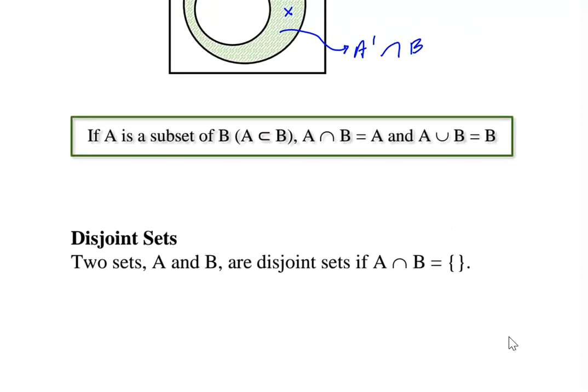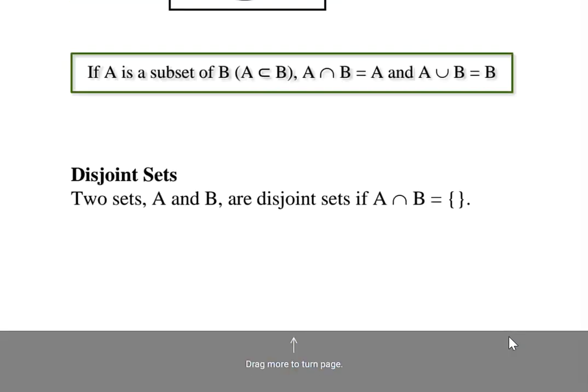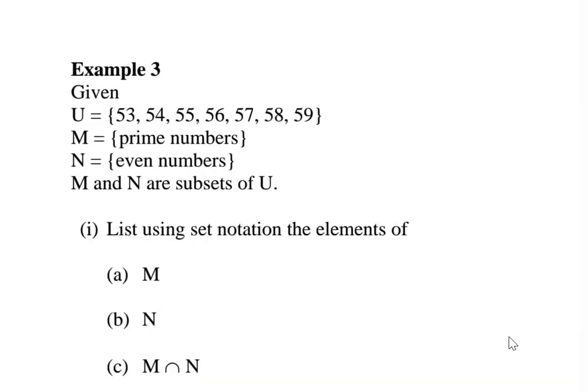All right. The next thing we need to look at is disjoint sets. And this says two sets A and B are disjoint sets if A intersect B is a null set. So if A intersect B is a null set, it means that A and B are disjoint sets. Let's have a look at an example. This says example 3.